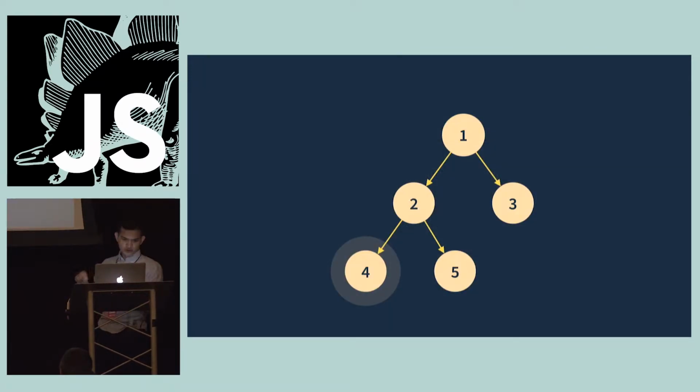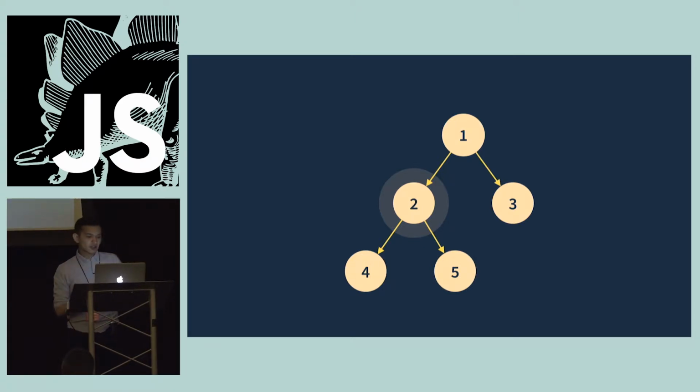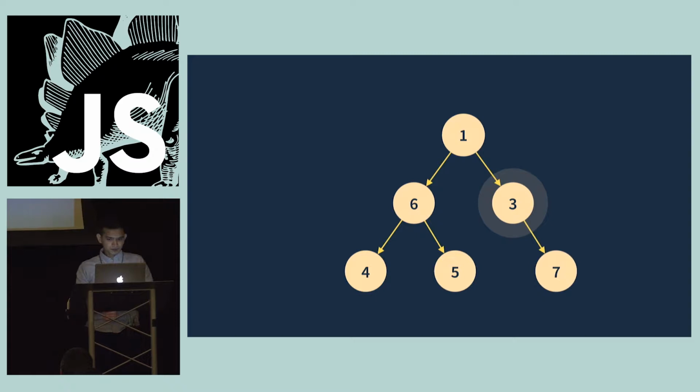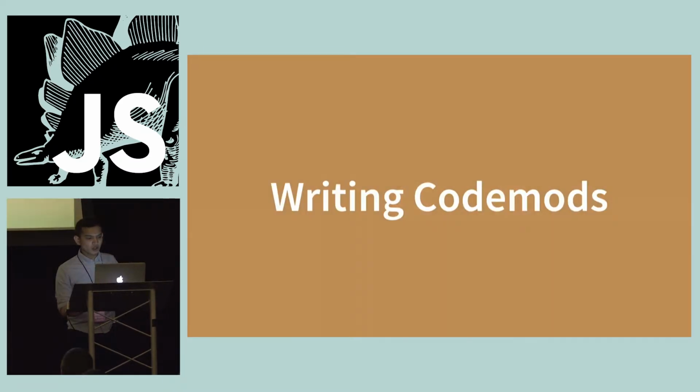So we have our tree from before. Because of the AST types package, we can traverse our tree from node 4 to 2. We can also modify nodes. Let's say we're done with node 2, want to make it better. We can change that into node 6. And going even further, we can actually start to add new nodes. Here we're going to add a child node to node 3. So if we start to combine these concepts together, we can begin to actually write code mods. So let's dive into that portion.